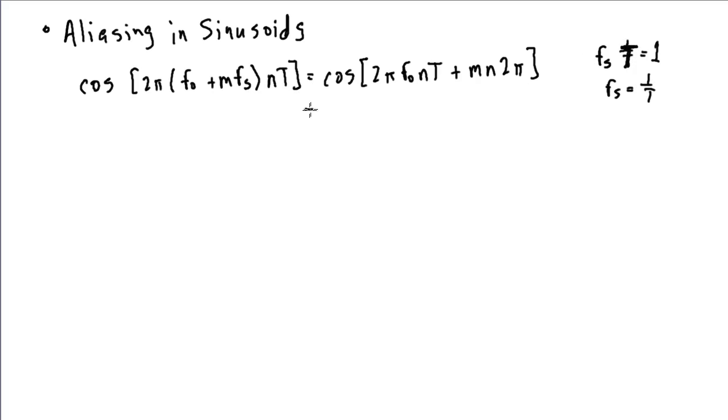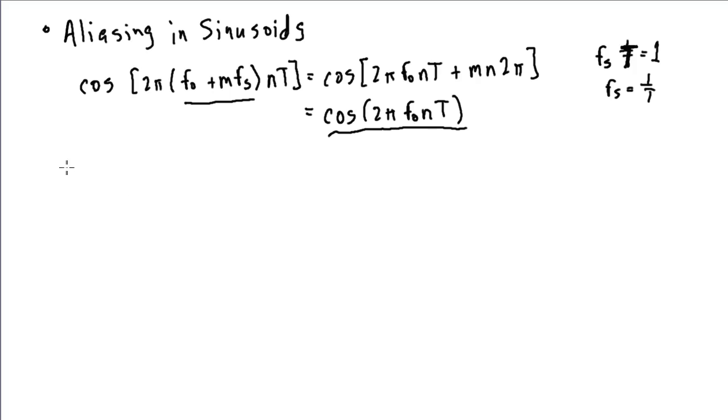Well, now m and n are integers, so this is just a phase shift of an integer multiple of 2 pi. So sampling this higher frequency signal, where this signal has a frequency of f0 plus m fs, those samples are indistinguishable from samples of the sinusoid with a frequency of f0.